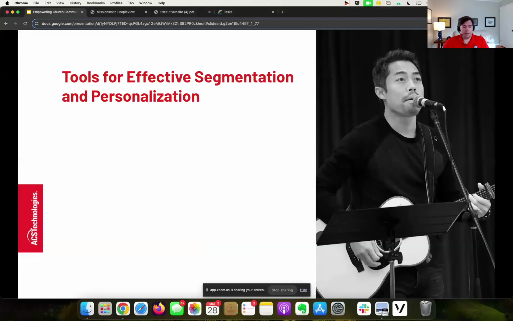So that kind of leads us to, really it gives us a little background, and it leads us to the meat and potatoes of segmentation and personalization. And there are several tools and platforms available for you guys to help with this type of stuff in your communication efforts.